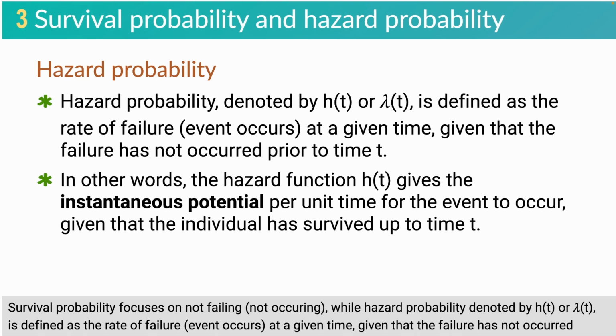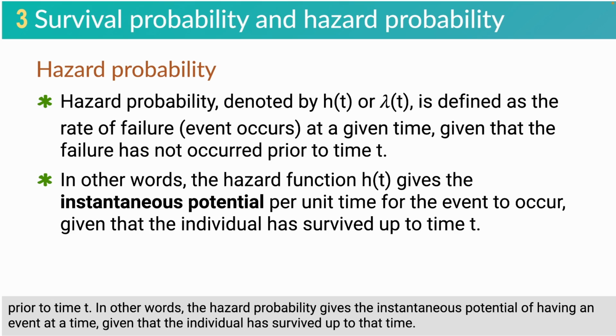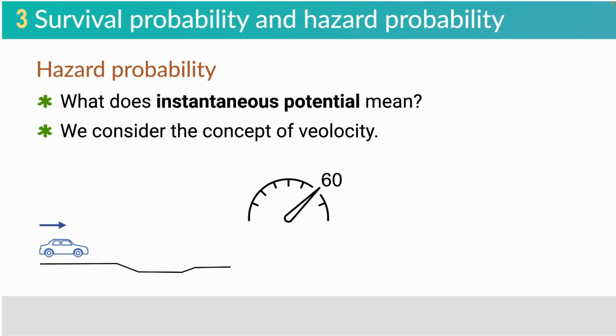Survival probability focuses on not failing or not occurring, while hazard probability, denoted by H(t) or lambda(t), is defined as the rate of failure, or the rate at which an event occurs at a given time, given that the failure has not occurred prior to time t. In other words, the hazard probability gives the instantaneous potential of having an event at a time, given that the individual has survived up to that time.